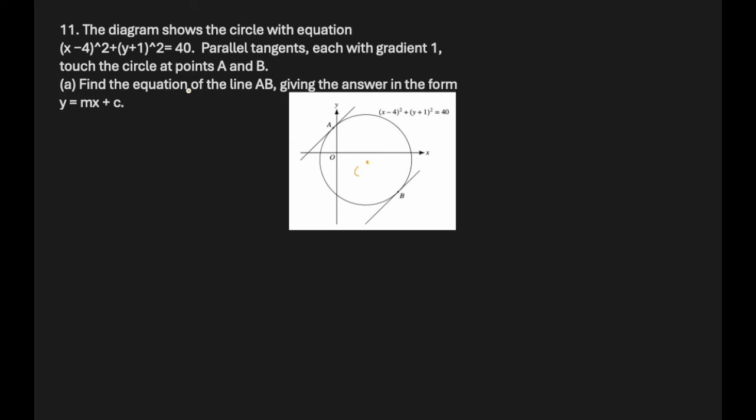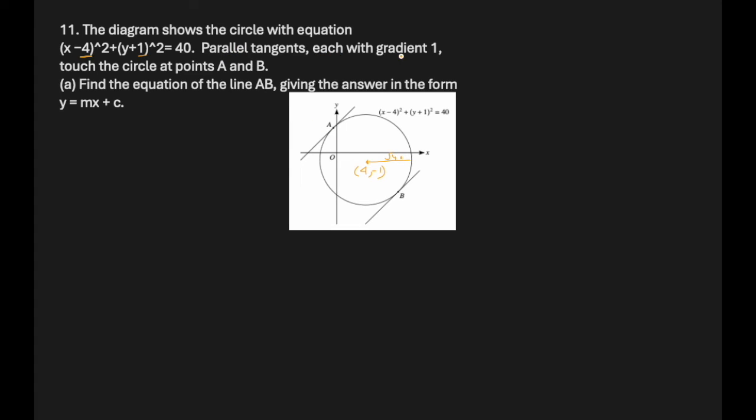the coordinates will be, because (x minus 4) squared plus (y plus 1) squared equal to 40 means 4 and minus 1 are the coordinates of center. That's how we interpret from the equation. And 40 is rather square root 40, right? Square root 40 is the radius. Let me write here. Square root 40 is the radius.